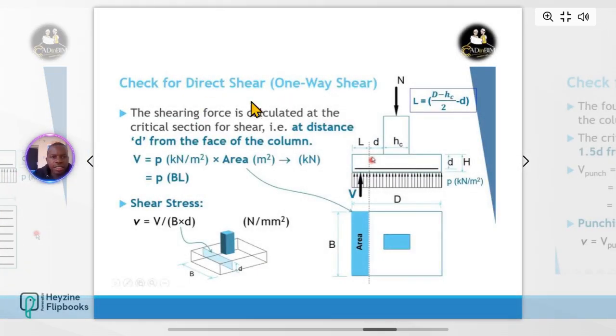Check for direct shear. This is how you can check for direct shear. This is the formula. You have L, this is the formula V, P times area, and then P by L, and all those are here, how you can get them. B, this is the B, and then L, this is the L, how you calculate L in this case. So you have all the parameters here. You can just pause a bit and understand this formula.